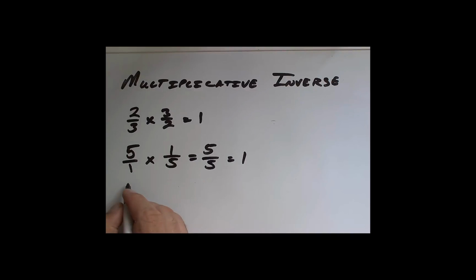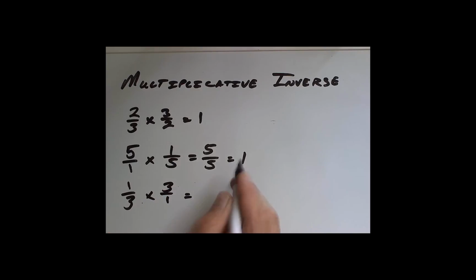Same holds true if we had something, let's say, like 1/3. What is the multiplicative inverse of 1/3? Well, we know if we switch these around, the denominators and numerators, we would have 3/1 or 3, and if we multiplied those together, that would be 3/3, which equals 1. These are multiplicative inverses. And last is the reciprocal.